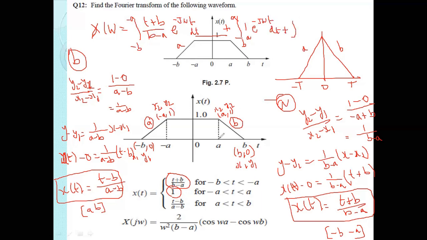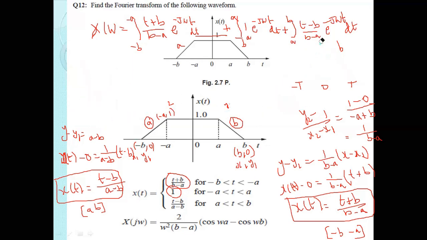Plus the third integral, a to b. What is the x of t here? (T minus b) by (b minus a) into e power minus j omega t dt. Simplify this equation. You'll get X of omega is equal to 2 by omega square (b minus a) times (cos omega a minus cos omega b). Okay, my dear students. Now, I will explain that also, doing all these functions.